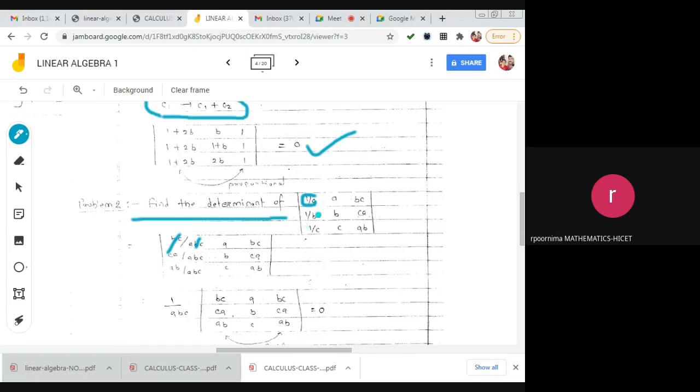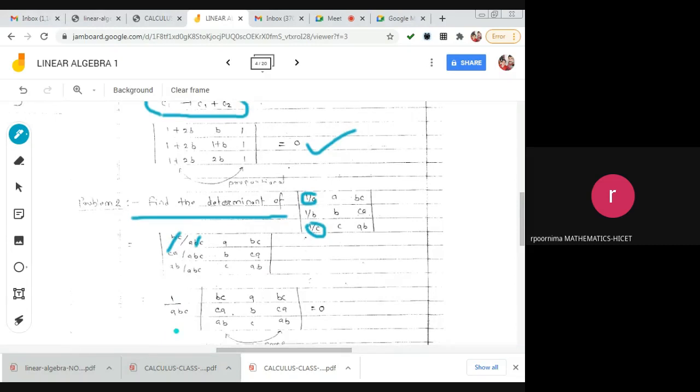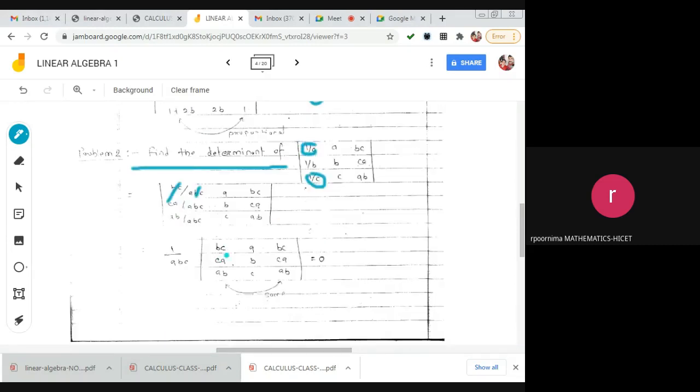Okay, so in a similar way, we are representing 1 by b and 1 by c in another way. So 1 by b can be represented by ca by abc. Similarly, 1 by c can be represented by ab by abc. The remaining two columns, you just write as it is. Now from the first column, you can take 1 by abc outside. So you will be getting bc, ca, ab as your first column. You compare the first column with the third column. Both are the same. So the value of the determinant is 0.